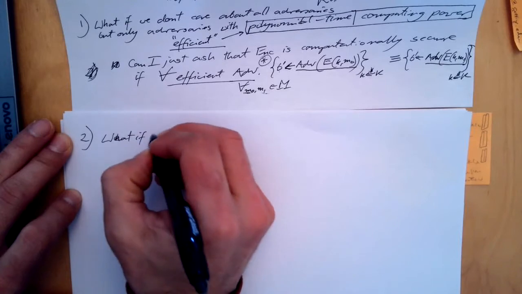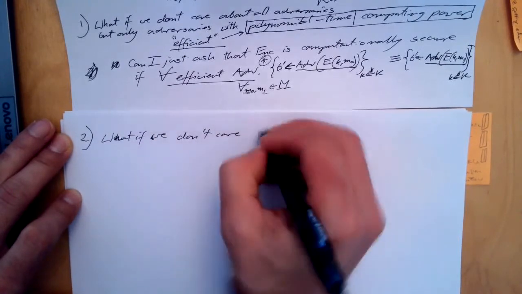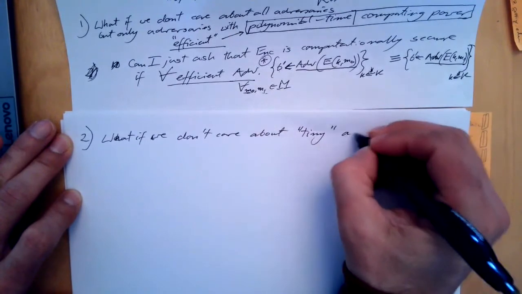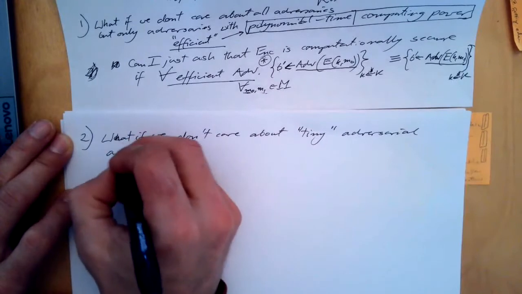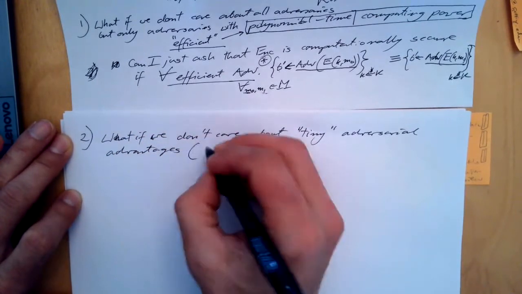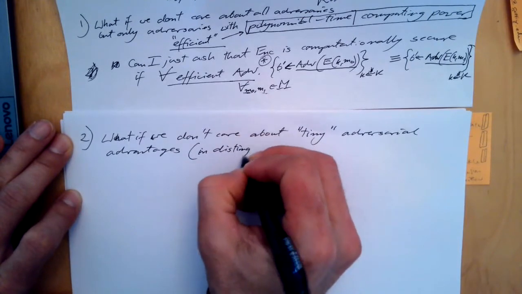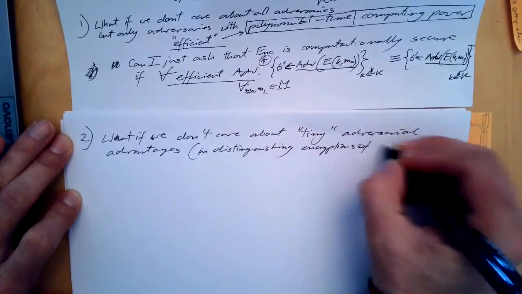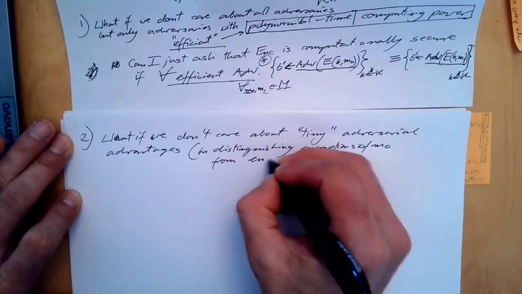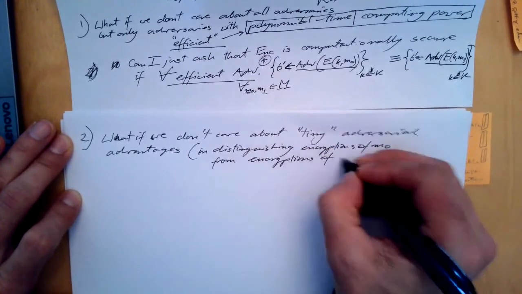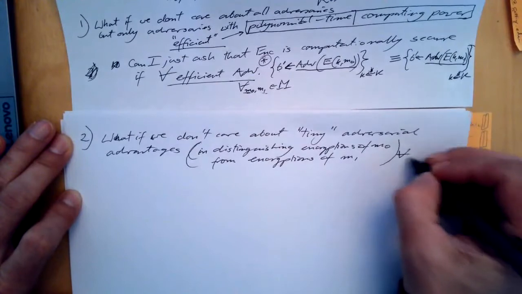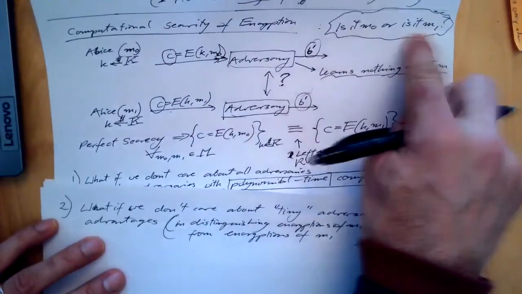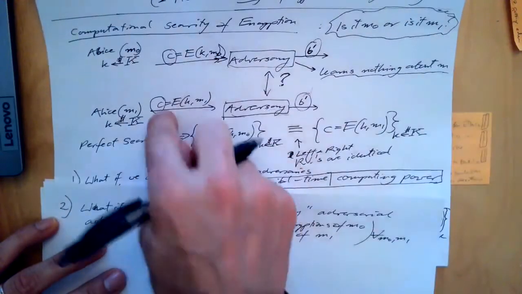What if we don't care about tiny adversarial advantages? Advantages in what? In distinguishing encryptions of M0 from encryptions of M1. And that's for every M0 and M1. So that's the essential attacker task. The whole attacker's goal is: is it M0 or is it M1 that is encrypted in the ciphertext I see?